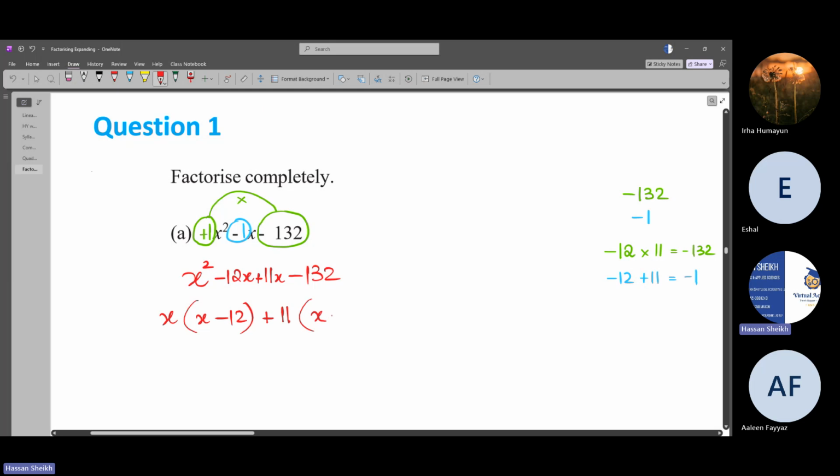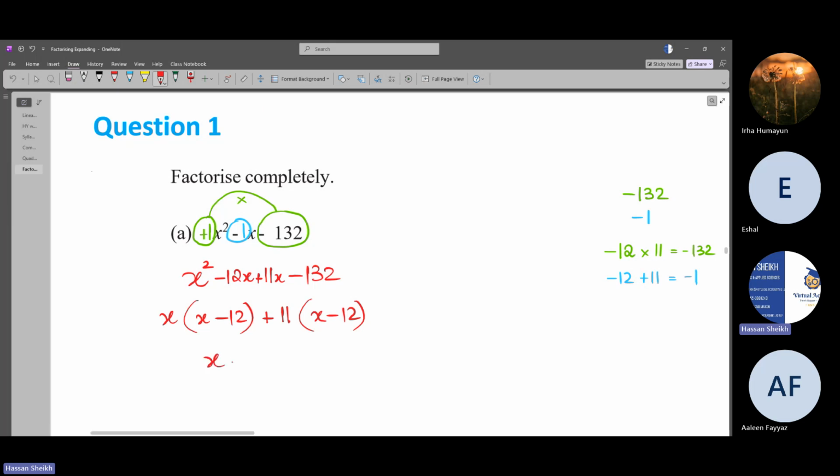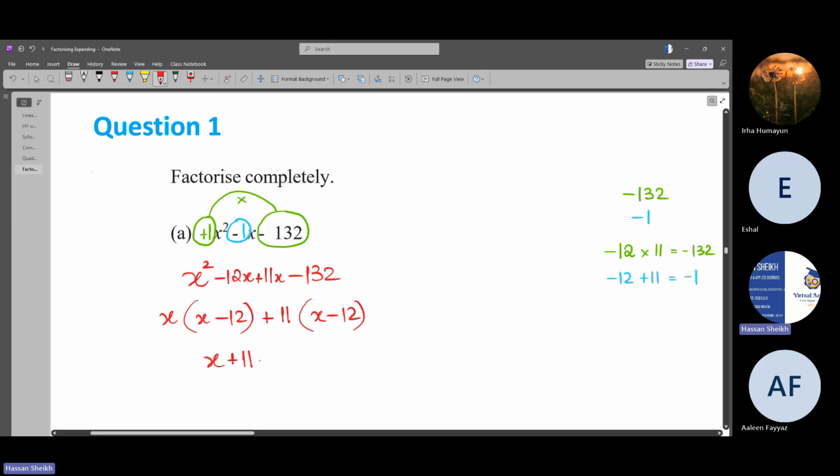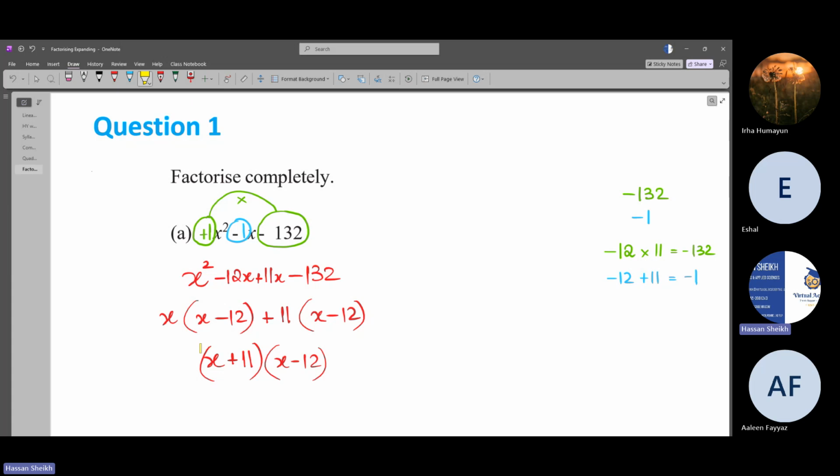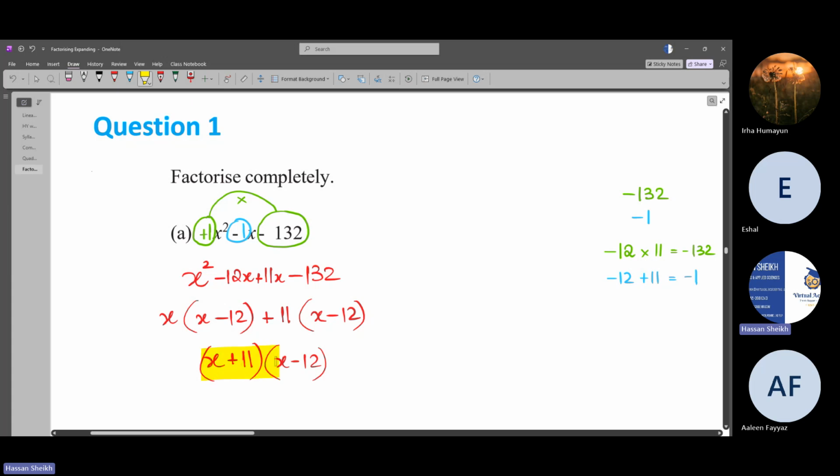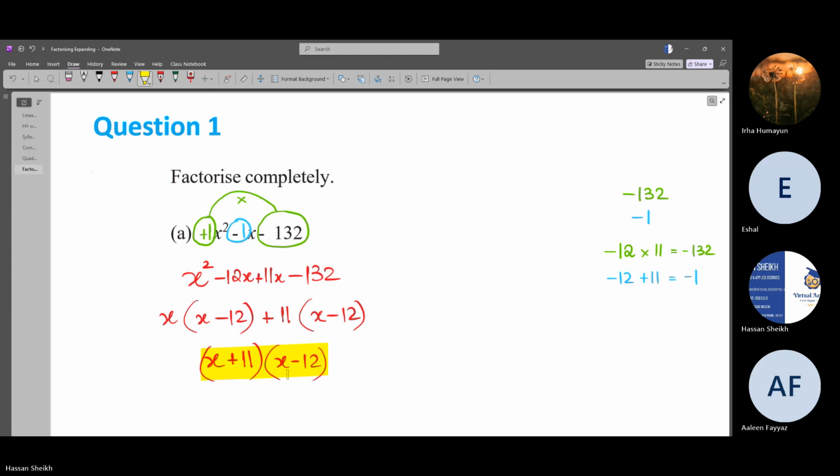It will be x minus 12 because 11 times 12 is 132. There will be no change in sign because there is a positive outside. It's not negative. And then we make these the factors: x plus 11 and x minus 12. Students, any doubt? No doubt.